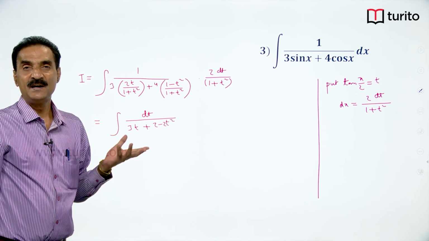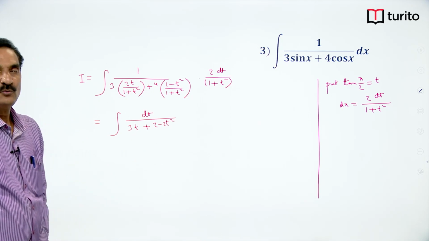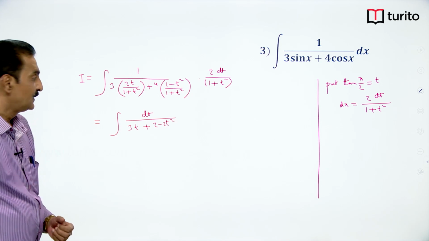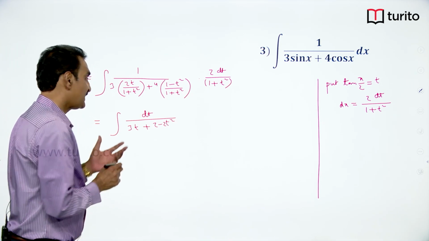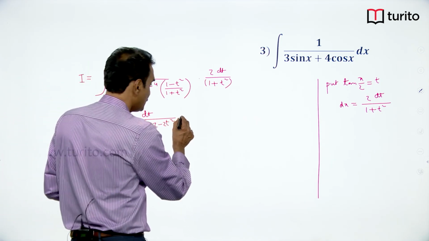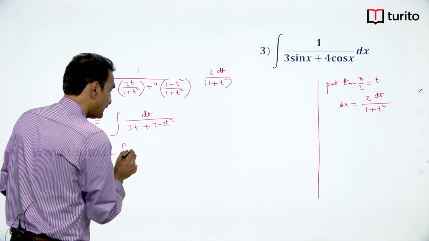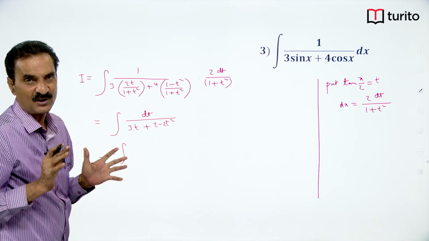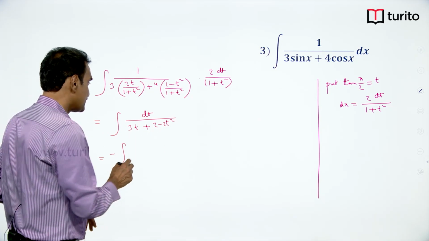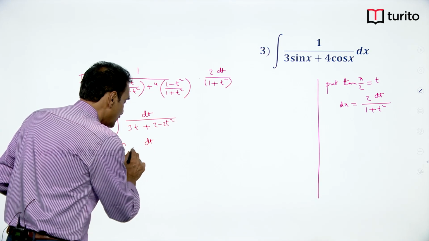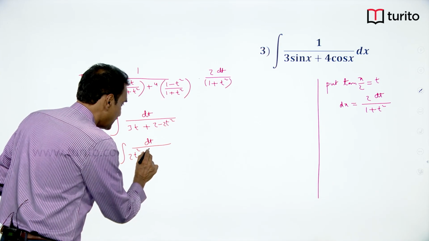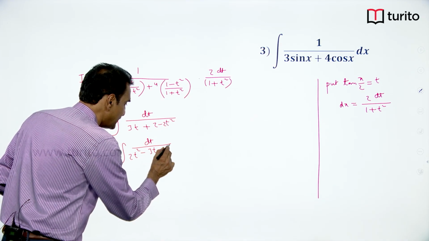It is 1 by a quadratic. How to find the integral? We have already discussed. First we try to factorize. First you take minus common. Always make coefficient of t square positive, that will be convenient. Taking minus common, minus of dt by 2t square minus 3t minus 2.